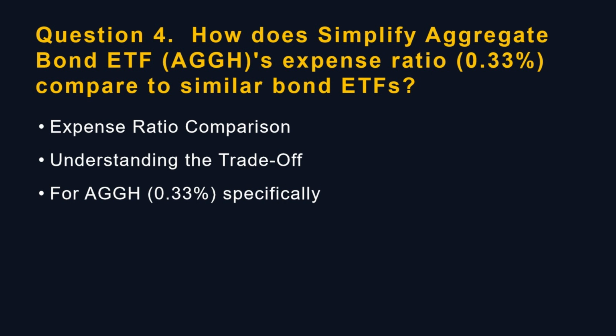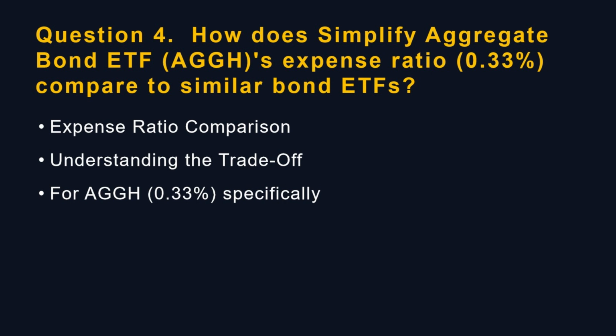Passively managed bond ETFs generally have lower expense ratios, often ranging from 0.05% to 0.20%. These ETFs simply track a specific bond index, requiring minimal ongoing management fees. Other actively managed bond ETFs can have expense ratios anywhere from 0.20% to 1% or even higher. The specific cost depends on the complexity of the strategy and the experience of the fund manager.